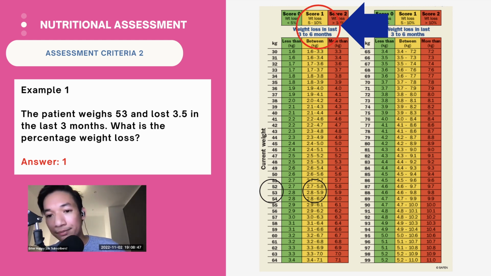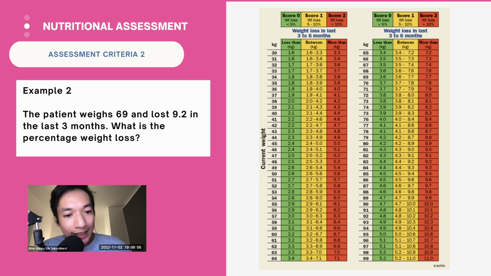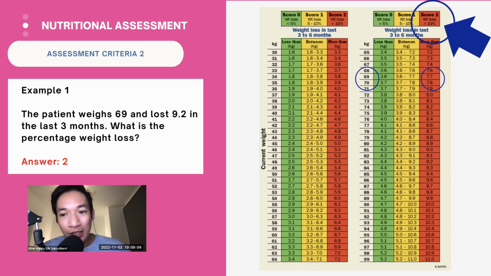Okay, let me do another one. The patient weighs 69 and lost 9.2 in the last 3 months. What is the percentage weight loss? So let's see, 69 and the patient lost 9.2 kilograms. So that means the patient's weight loss score is 2. Okay, that should be easy. Yeah, are you all following? I hope so. Yeah, I hope you're all following my example. So again, all this information will be written in a scenario. I'm just breaking down the scenario so we'll be able to understand it easily.